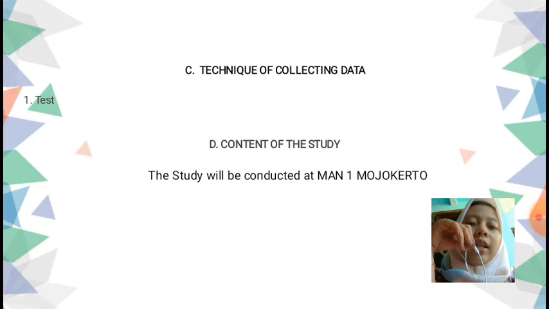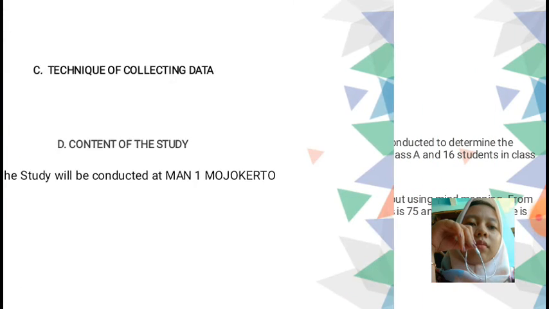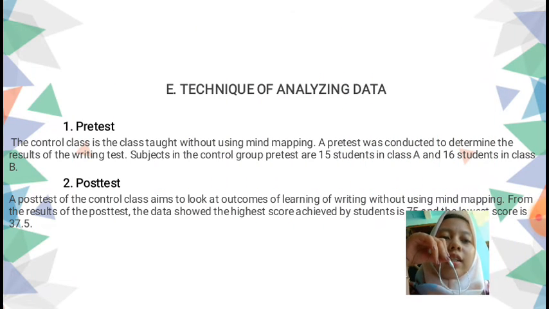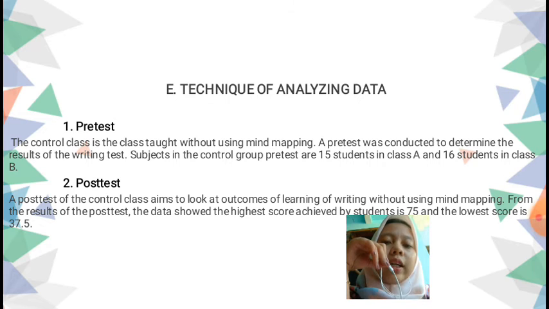The technique of collecting data is doing a test. The content of the study will be conducted at MAN 1 Mojokerto. Technique of analyzing data: pretest and posttest. Pretest. The control class is taught without using mind mapping. A pretest was conducted to determine the result of the writing test. Subjects in the control group pretest are 15 students in class A and 16 students in class B. Posttest. A posttest of the control class is to look at the outcome of learning writing without using mind mapping.